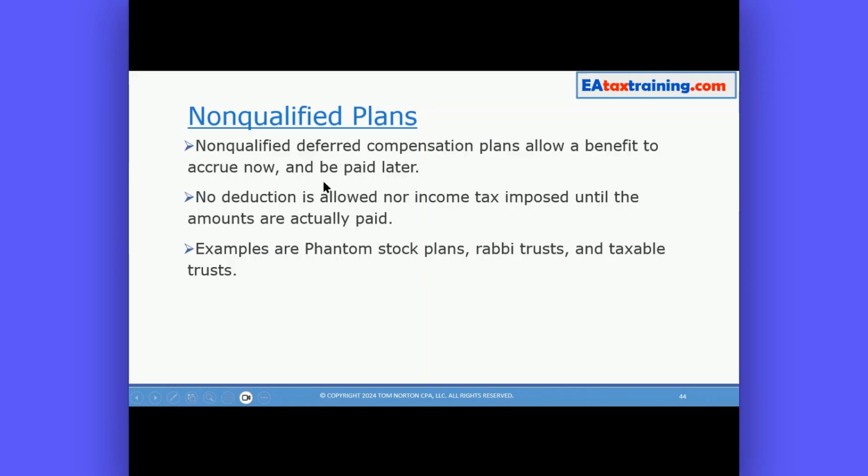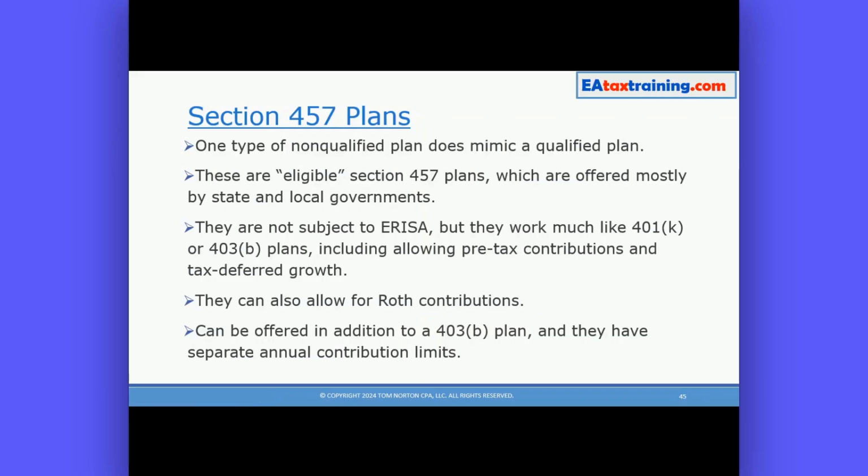Examples of non-qualified plans, some of the names that you will hear, are a phantom stock plan, a rabbi trust, or a taxable trust. Those are examples of non-qualified plans. There is one type of non-qualified plan that actually mimics a qualified plan. These are called Section 457 plans.